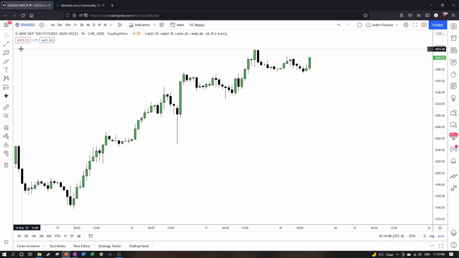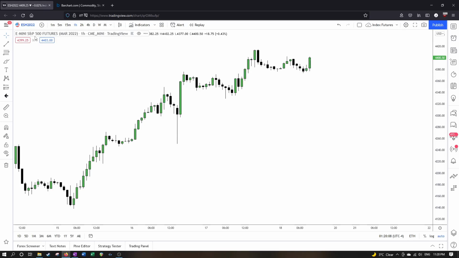So one more time to summarize, ES, that's the E-mini S&P. H, that's the contract delivery month for March. And then 2022 is the year of the contract delivery month. So ESH 2022. Hopefully that made sense to you guys.